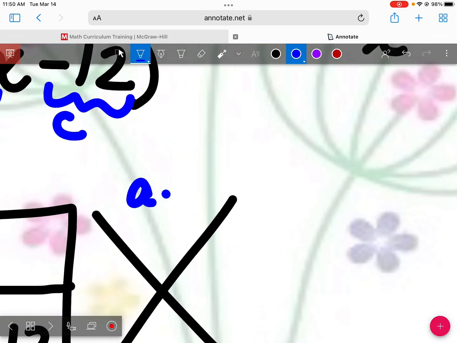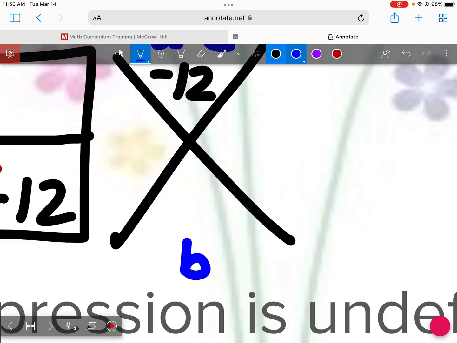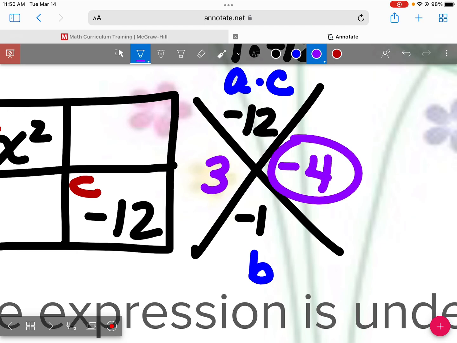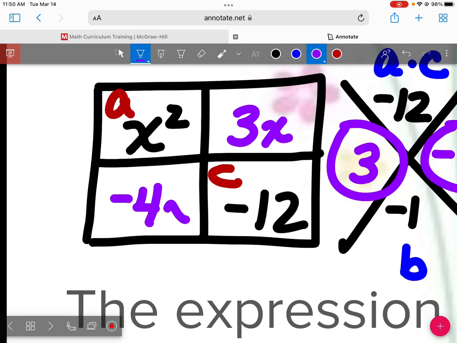We multiply A and C together. A is 1. What was C again? Negative 12. So I want two numbers that multiply to give me negative 12, but add to give me what? Negative 1. What multiplies to negative 12 but adds to negative 1? Yes, 3 and negative 4. So 3x and negative 4x.